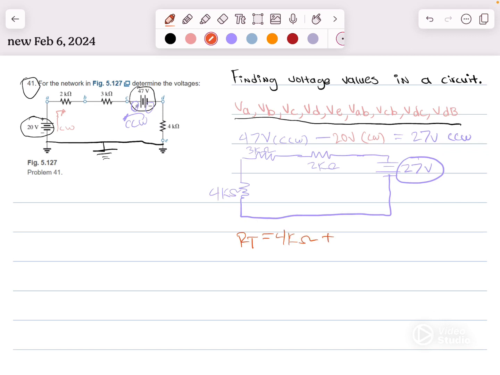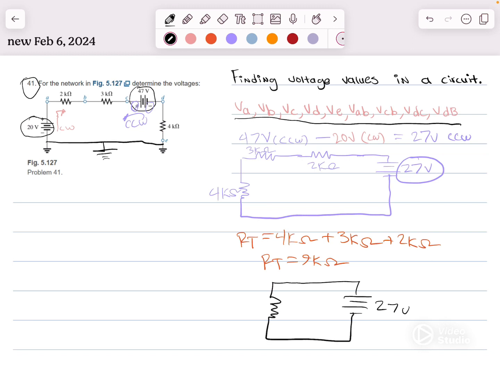I have 4 kilo ohms plus my 3 kilo ohms plus my 2 kilo ohms. My R total is going to be 9 kilo ohms. Okay. I'm going to redraw my circuit one more time. I have a 27 volt battery and one resistor of 9 kilo ohms with a voltage drop across it.